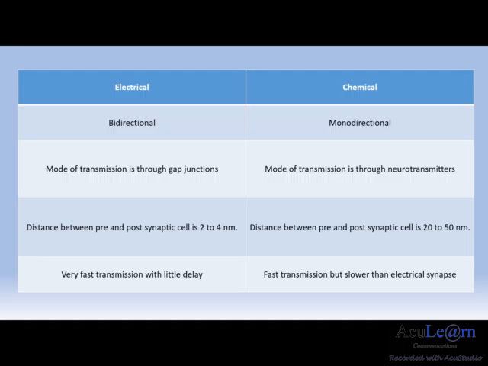The table here shows the differences between electrical and chemical synapses. Electrical synapses are bidirectional, while chemical synapses are monodirectional. The mode of transmission for electrical synapses is through gap junctions, while chemical synapses make use of neurotransmitters. The distance between pre- and postsynaptic cell membranes is smaller for electrical as compared to chemical, which is approximately 10 times larger. Electrical synapses occur very quickly with very little delay, while chemical synapses occur slower than electrical synapses.